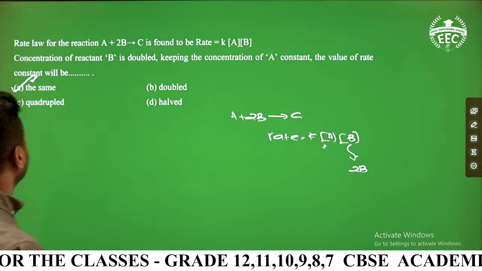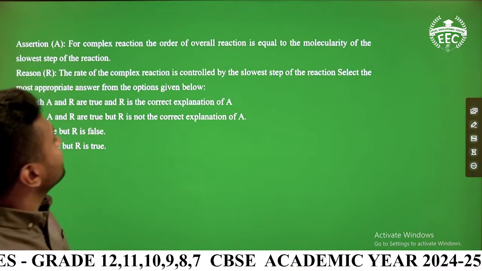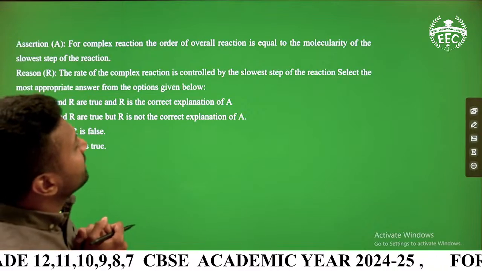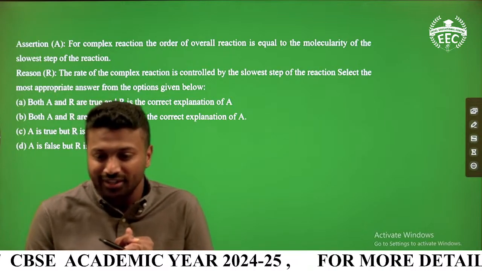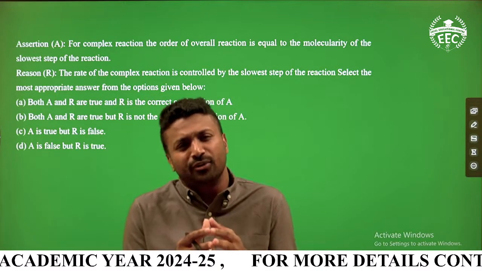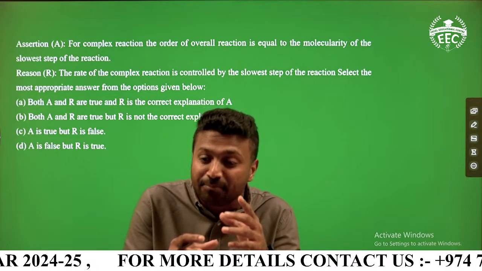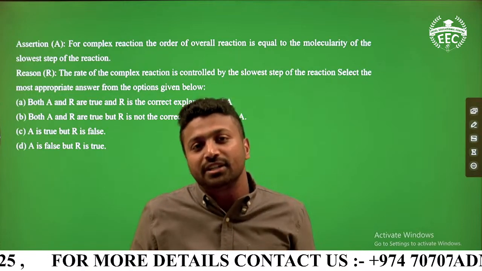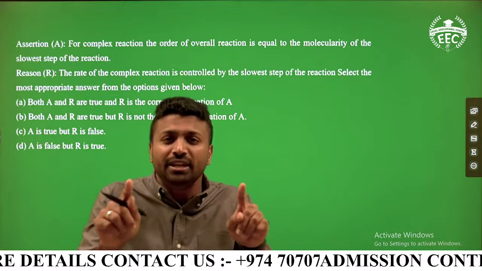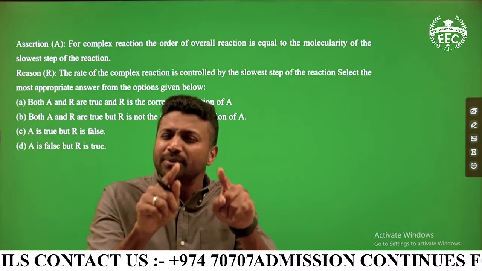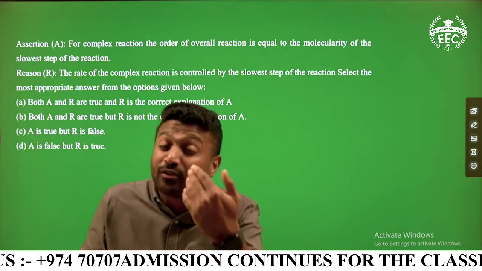So, going to question number 3, please. For a complex reaction, the order of the overall reaction is equal to the molecularity of the slowest step of the reaction. See, what is meant by order and molecularity, or what is meant by elementary and complex reaction? A reaction taking place in a single step is called an elementary reaction. More than one step is called a complex reaction. For a complex reaction, molecularity has no meaning, but order depends only on the slower step.